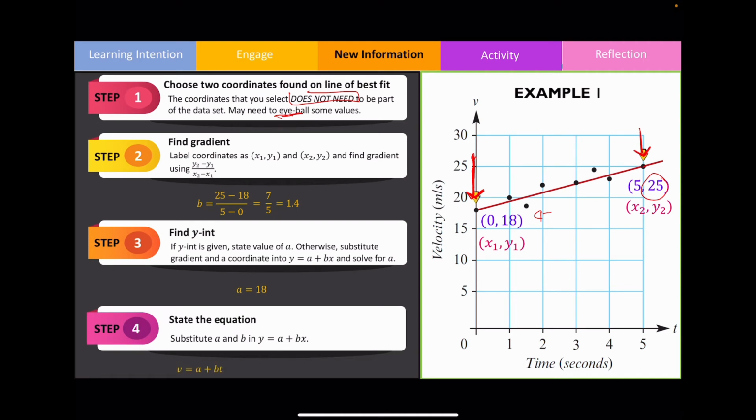Now, one thing I want to point out is that when you're writing the equation, because you've got the letters v and t, I've written my equation like this, and I'm just going to substitute my values of a and b in, so therefore this is going to be my final answer.